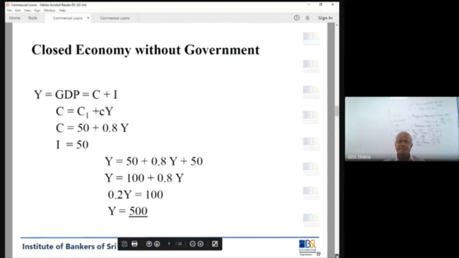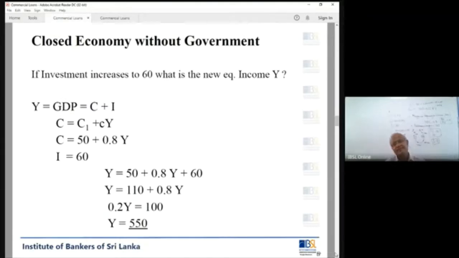Right. Next, I want you to calculate this. If investment increases to 60, with other factors the same, consumption function the same, investment increases from 50 to 60. What is the new equilibrium income? I will give you 5 minutes to calculate this new income. Y equals 550. Please calculate that income.